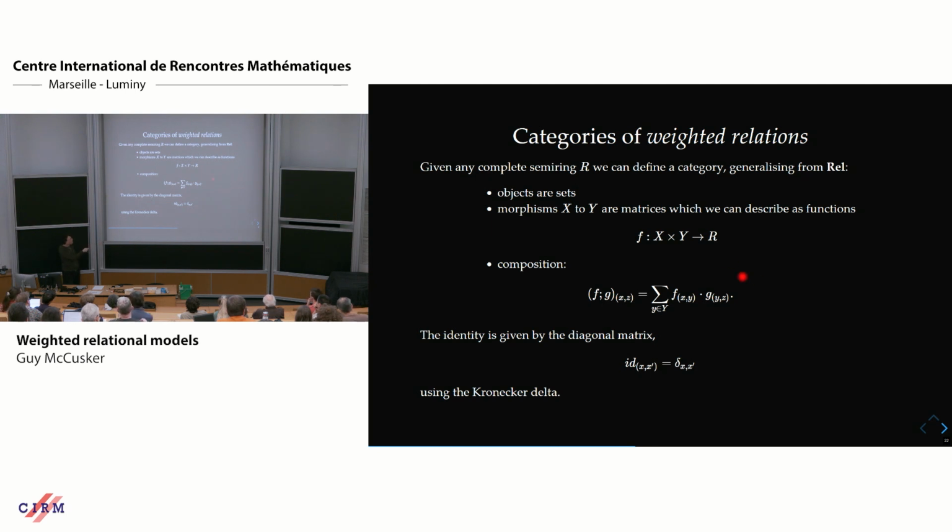And composition is defined exactly as before. So we take the infinite sum of the products of the f's and the g's indexed how you would expect. The identity will be given by the diagonal matrix. If that's a surprise, then again we should talk. And that's a category.